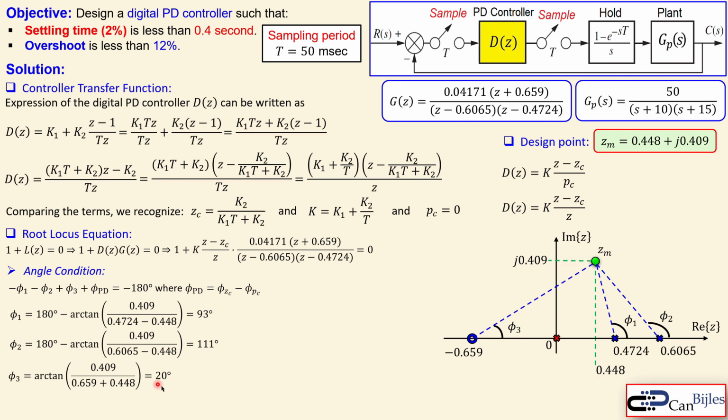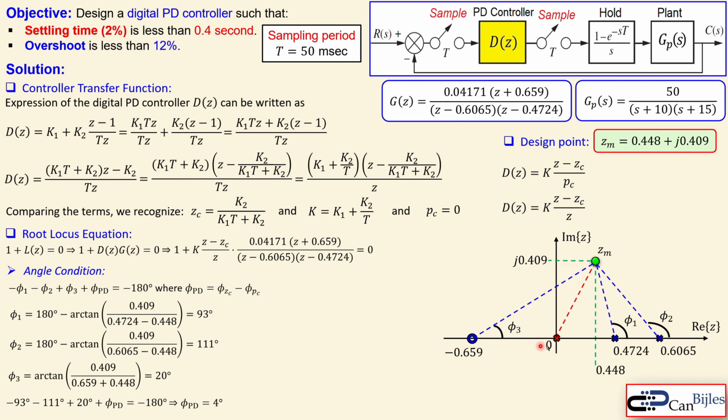That's why we have it there, and it's then approximately 20 degrees. Okay, the formula was this for our angle condition. Now we have it here, we substitute everything, and now phi PD is 4 degrees. So our PD controller must contribute only 4 degrees. So what does it mean?